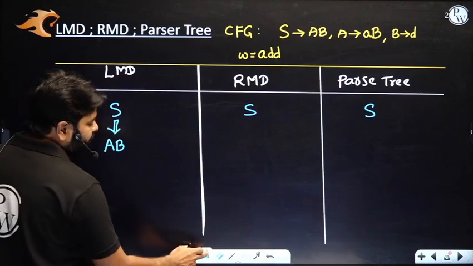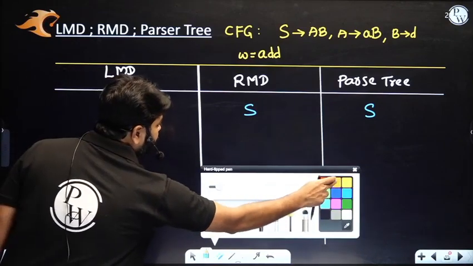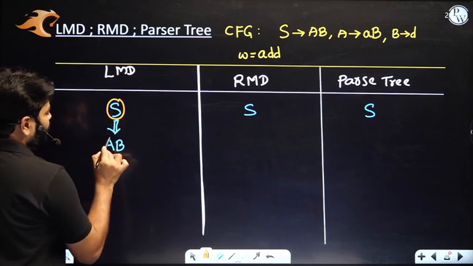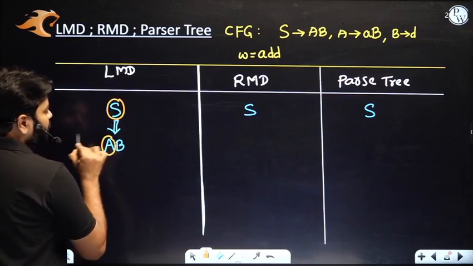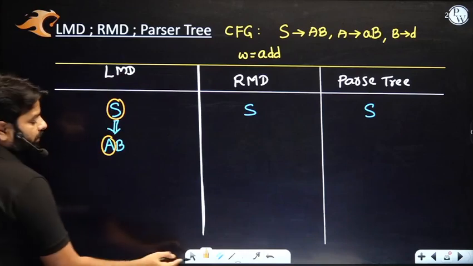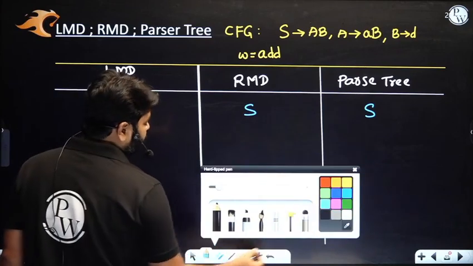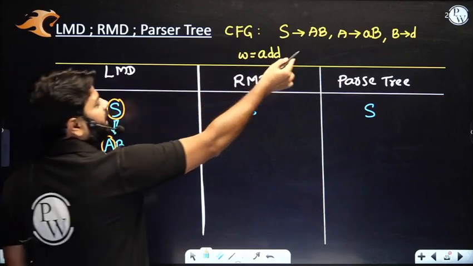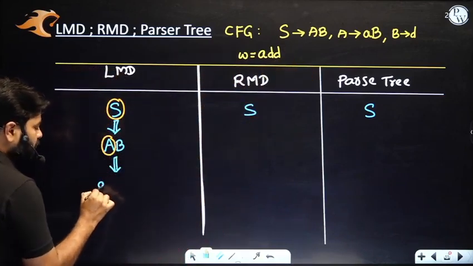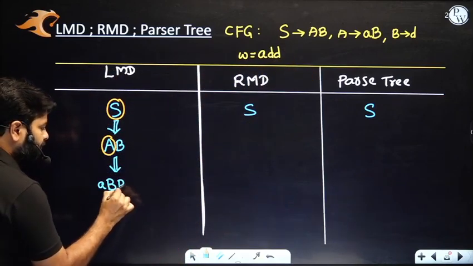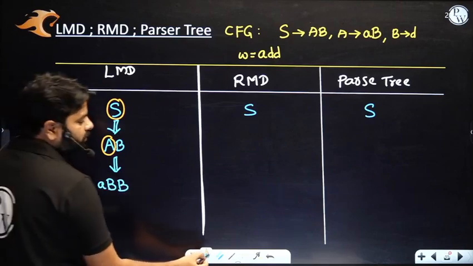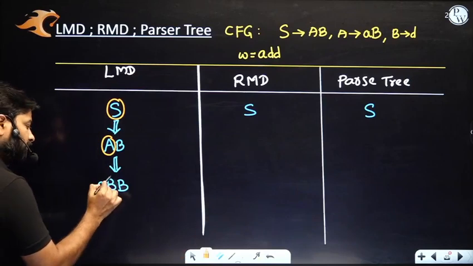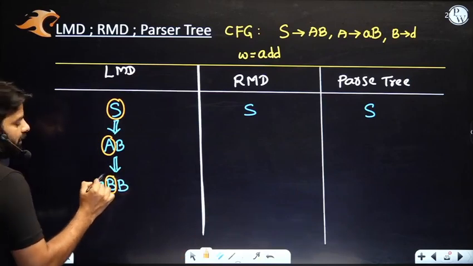Here, first you substituted S, then now you are substituting A. Why? Because A is the leftmost non-terminal. So what does A have? A has the AB production, small a, capital B. Now which one will you substitute? There are two B's here, but the leftmost non-terminal, that's it.